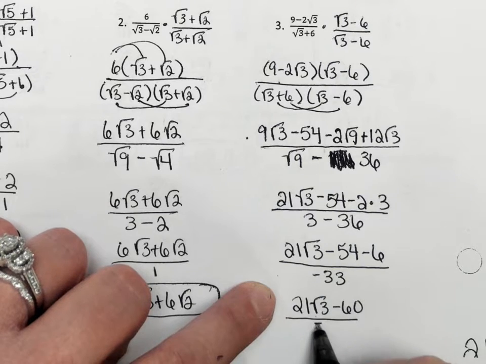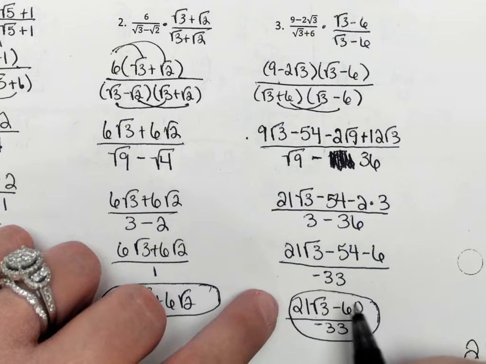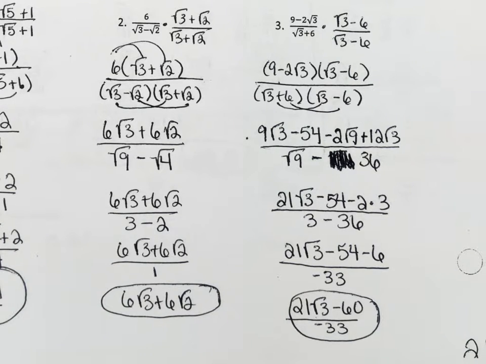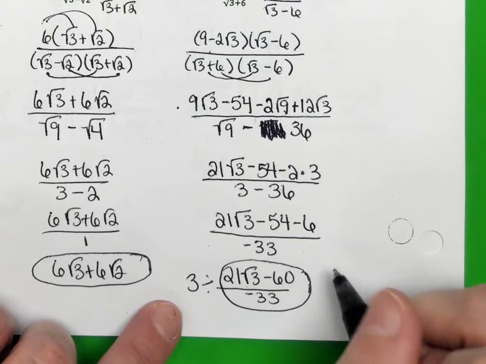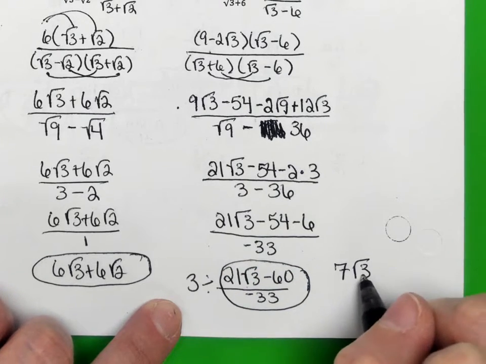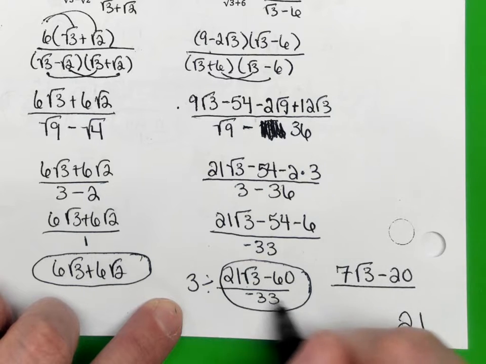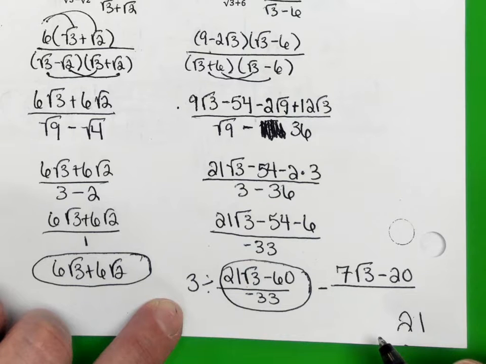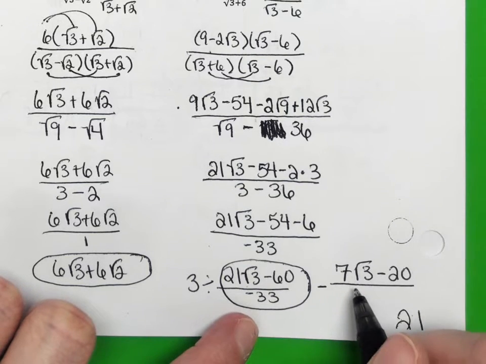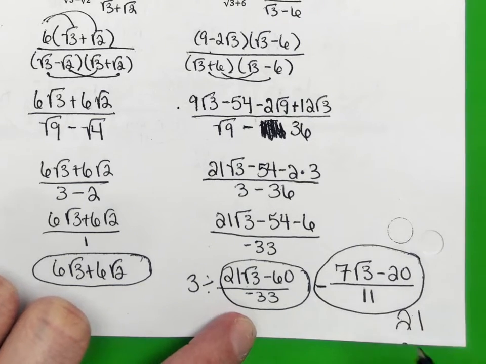You can take out a 3. Oh, dang. I noticed that as soon as I started circling. Yep, you can. They're all divisible by 3. So that'll be 7 square root of 3 minus 20. Wait, you can take out a negative? Nope. Well, you could just stick this negative in the front if you want to, because that's where it's going to be whenever you see it on a test. And then that'll be negative 11 on the bottom. That'll be your answer. That negative is going to be stuck out to the front.